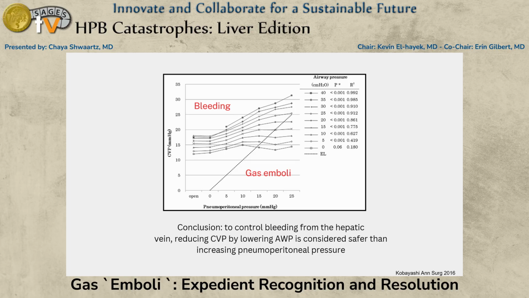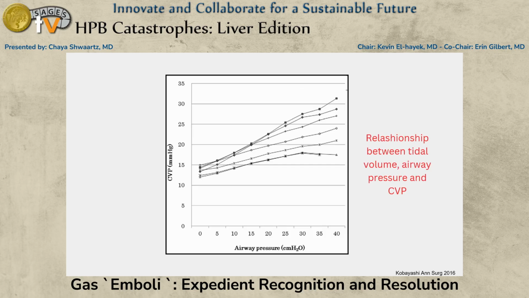What they showed that was very interesting and pretty new is that the airway pressure is actually very important as well. If the airway pressure keeps going higher, it's almost impossible to control the bleeding risk, because even if you put the pneumoperitoneum very high, it's not going to stop the bleeding. You can see here the relationship between the tidal volume, the airway pressure, and the CVP, and you can see the same point I was mentioning before. Maybe the airway pressure is something that is better to control rather than the pneumoperitoneum.